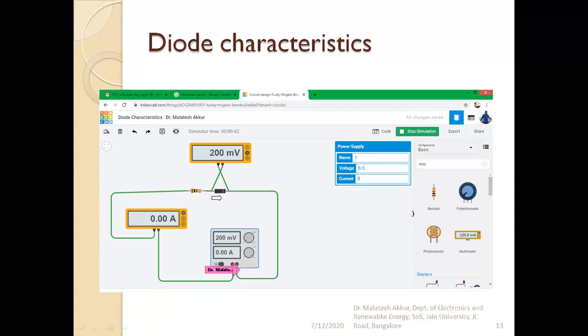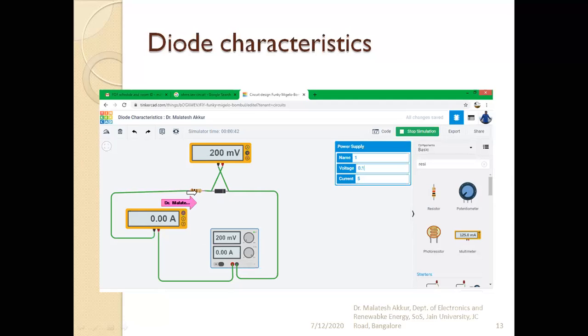In the rectifier, the main component is the diode. There are different rectifiers: half rectifier, full rectifier, bridge rectifiers, and all. But here in this experiment, what I am going to connect is one power supply and one ammeter, and one resistor and one diode. This resistor and diode are in series.